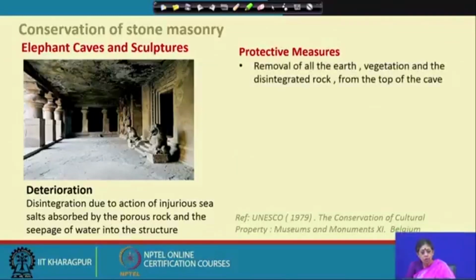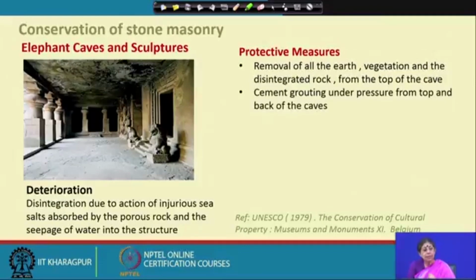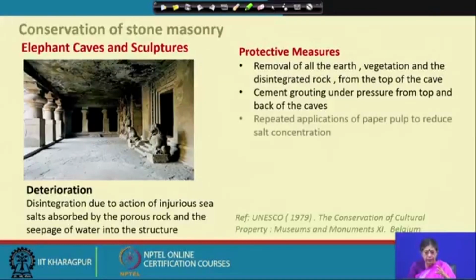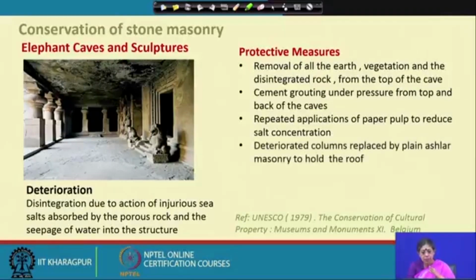The removal of all the earth, vegetation and disintegrated rock from the top of the cave, because that is where the water is coming from, and it is very much required to stop that. And cement grouting under pressure from the top and back side of the cave, so there is no water seepage through the cracks. So, the grouting was done, and repeated application of paper pulp, in this case also, to reduce the salt concentration, and deteriorated columns replaced by plain ashlar masonry to hold the roof.